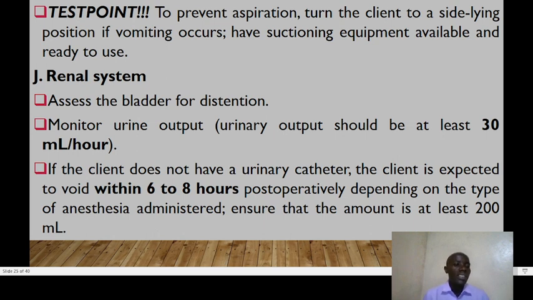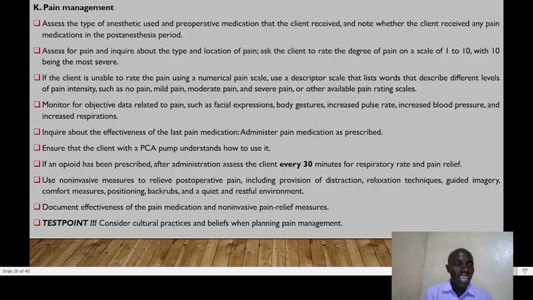On the renal system, you need to assess the bladder for distension. You need to monitor the urine output. Remember, the urine output should be at least 30 mL per hour. If the client does not have a urinary catheter, the client is expected to void within 6 to 8 hours postoperatively, and this depends on the type of analgesia or anesthesia that was administered. Ensure that the amount is at least 200 mL. Okay? Correct, guys.